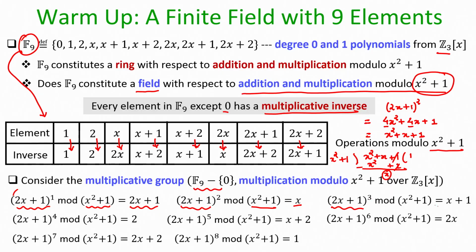In the same way, (2x plus 1) whole cube will give you x plus 1, and so on. What I have shown here is that if you take the various powers of 2x plus 1 and compute them as per the modified multiplication operation, then you get basically all the non-zero elements of this collection F9. That means I can treat the element 2x plus 1 as a generator which can generate all the non-zero elements of F9. As per our notion of generators and cyclic groups, I can say that if I consider the field F9 and focus on the multiplication operation modulo x square plus 1, then it is actually a cyclic group where 2x plus 1 is a generator. I will touch upon this fact later, but this was just for your demonstration.